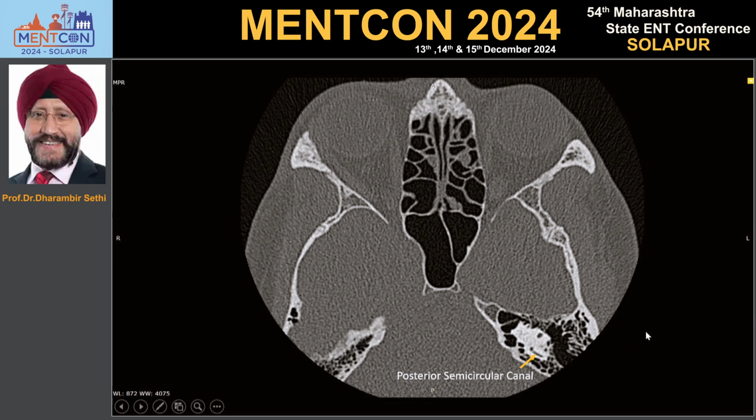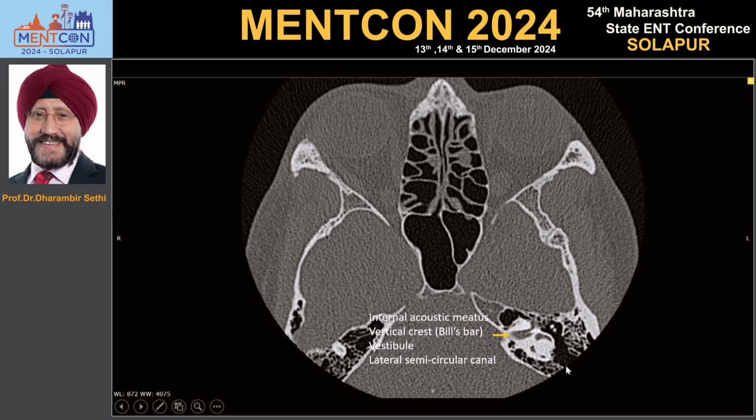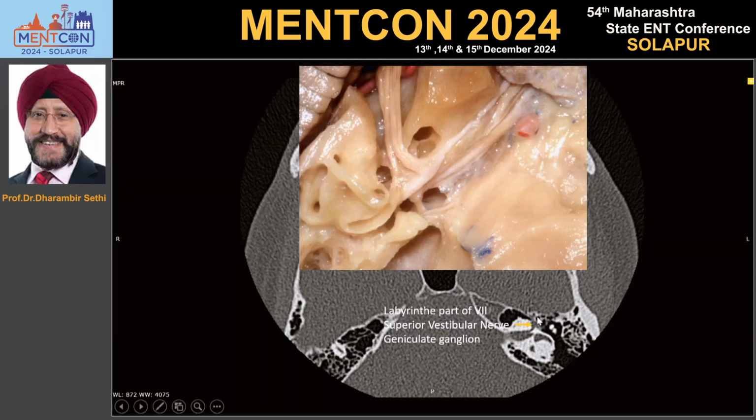The ampullary end opens into the vestibule. Here you can see the porus of the internal acoustic meatus. You can see the vertical crest here. This is the labyrinth part of the facial nerve, and the superior vestibular nerve will run around here. You can see it in the next cut very nicely. This is the labyrinth part and the superior vestibular nerve.